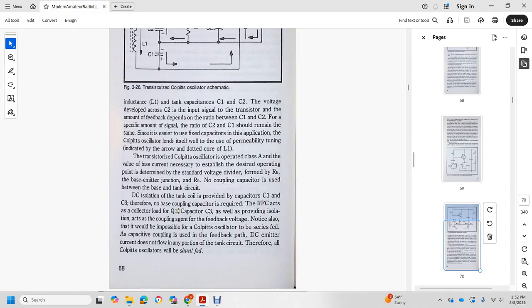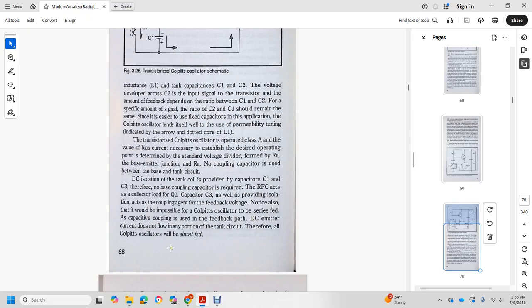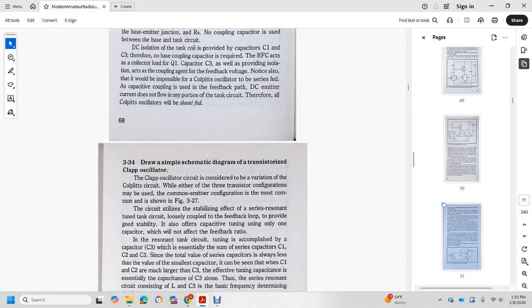is the collector load, with capacitor C providing isolation, coupling and feedback voltage. Notice that it would be impossible to cope with, and it would also be series fed with the capacitor coupling the feedback. The DC emitter current does not flow in any portion of the tank circuit, therefore all Colpitts oscillators are shunt fed.